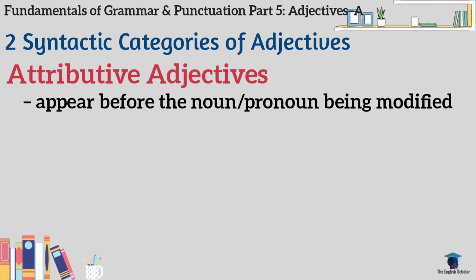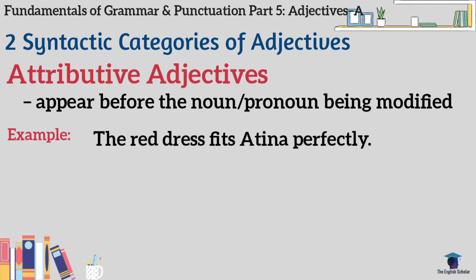Attributive adjectives are the ones that often appear directly before the nouns or pronouns they modify or describe. For example, the red dress fits Atina perfectly. Red is a color, therefore it is an adjective. And we used it in the sentence to describe the dress, which is a noun.